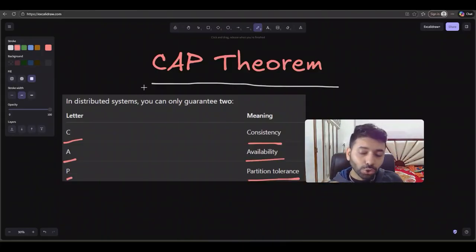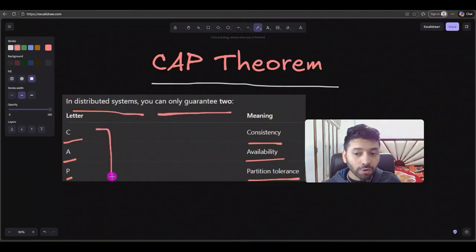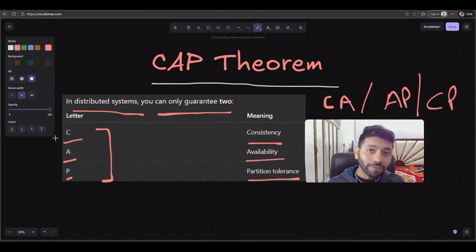Now the important part to understand here is, in distributed systems, you can only guarantee 2 out of these 3 things, which means you can either have CA or you can have AP, okay, or you can have CP, but you cannot have all 3 of these. CAP is not possible when you talk about distributed systems. You can only guarantee 2 of these, so only these combinations can exist: CA, AP or CP.